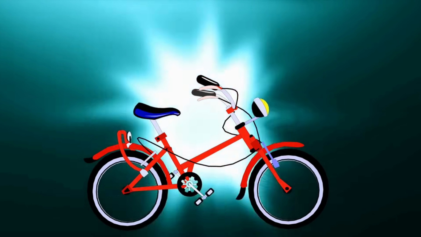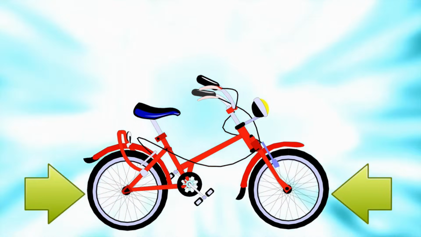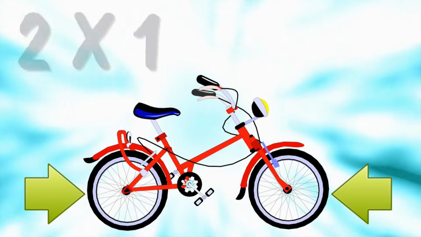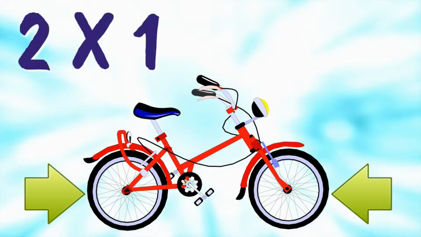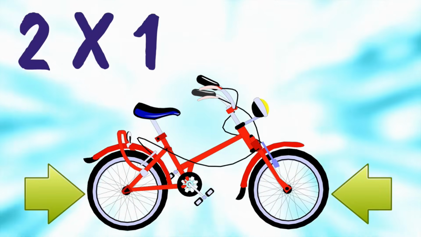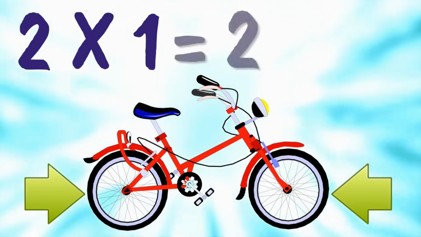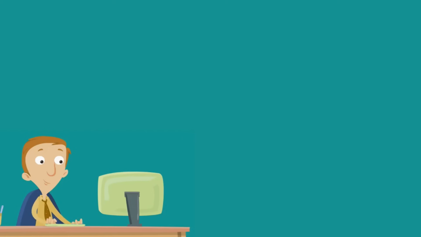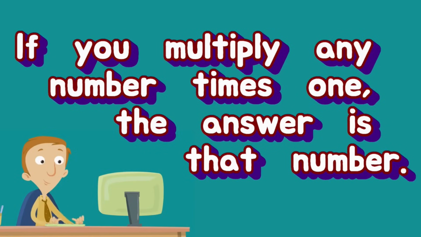Going back to bikes, you know that a bike has 2 wheels. If you have one bike, to find the total number of wheels using multiplication, you could multiply 2 times 1. 2 wheels, once. The number 2, just one time. And what's 2 times 1? Yeah, 2. 2 times 1 equals 2. If you multiply any number times 1, the answer is that number.